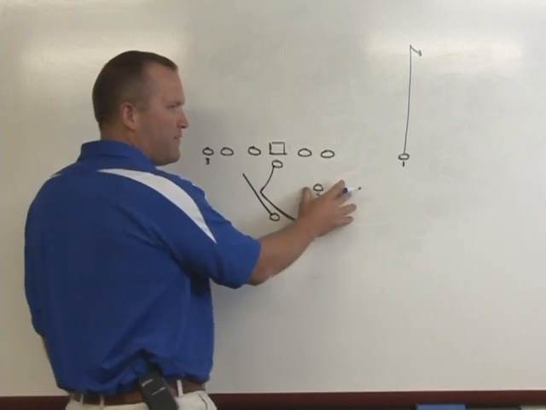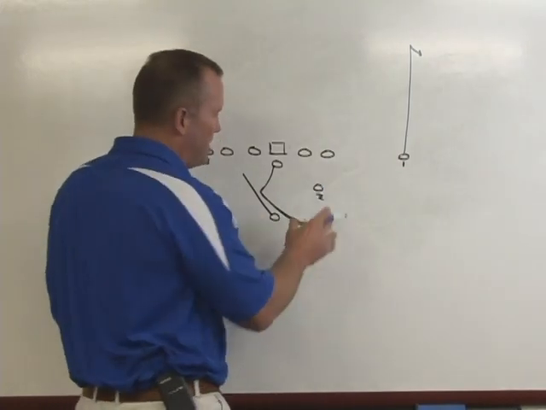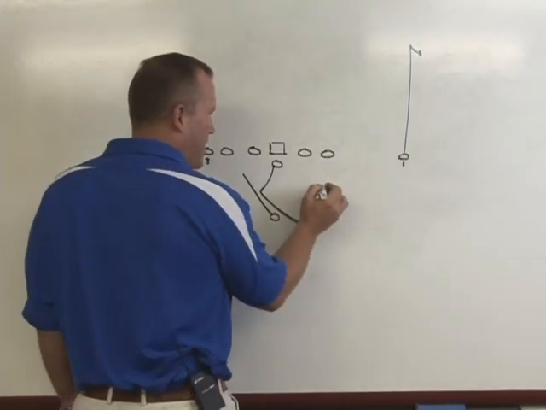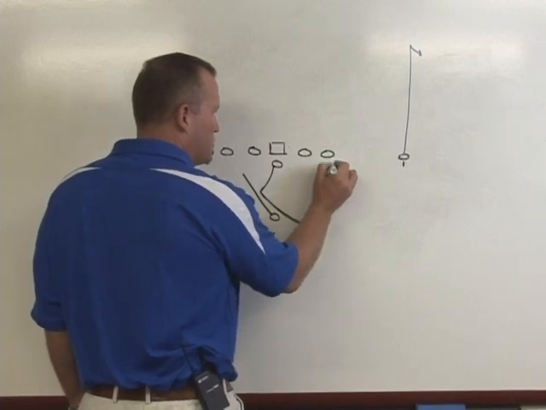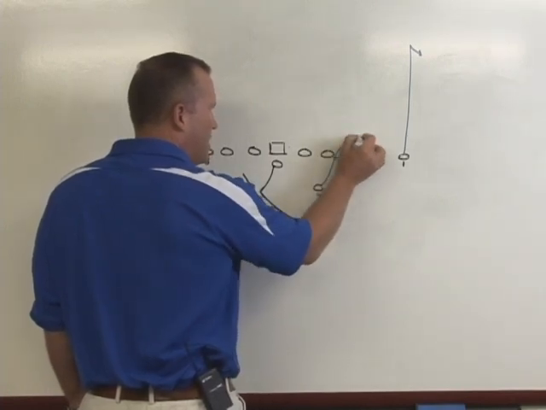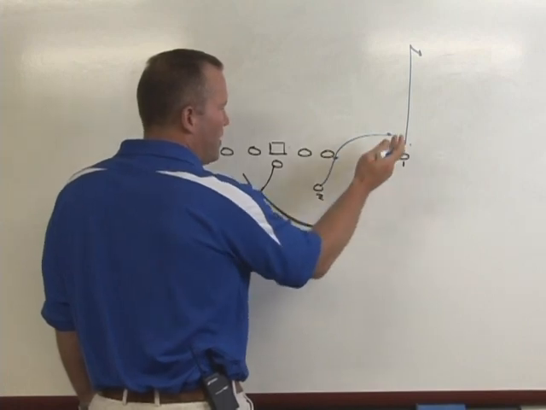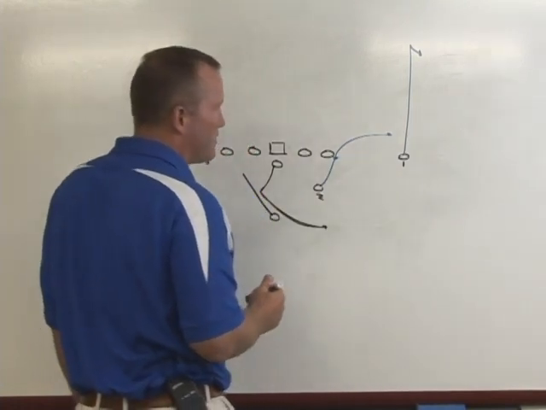Now, how he gets in the flat, obviously, is predicated on where he's lined up. Right now, he happens to be lined up as a fullback. So what we want him to do is chip his way into the flat, all right? We want him to be about 5 yards depth, okay?